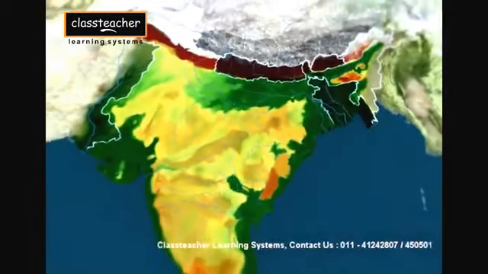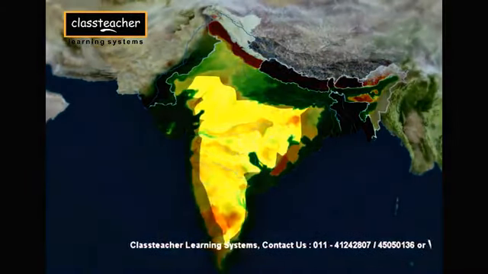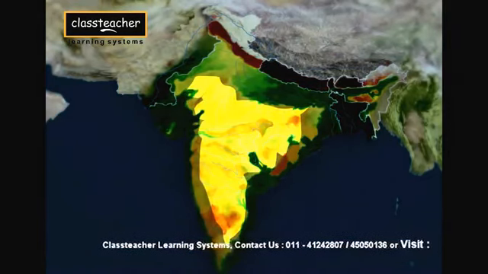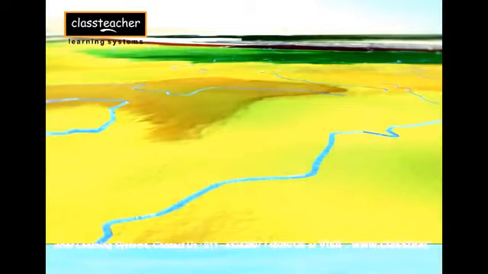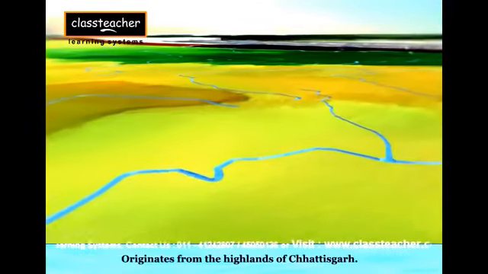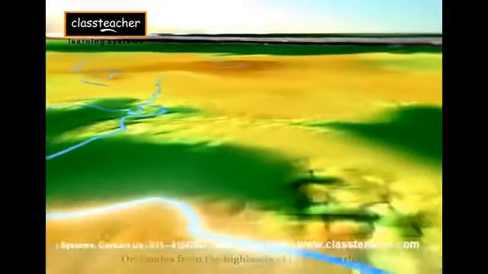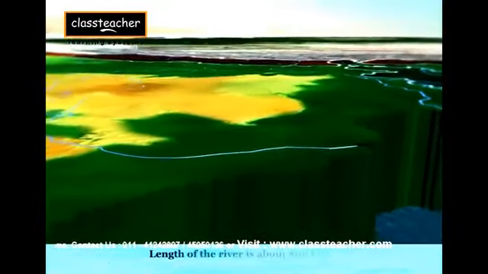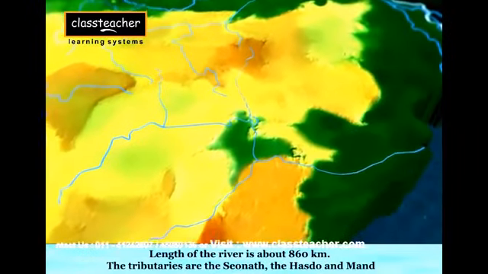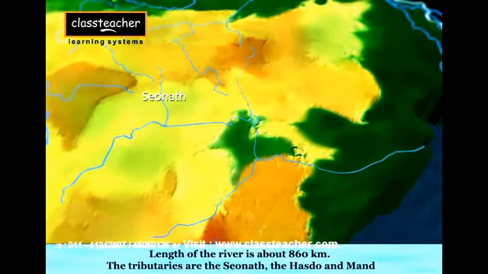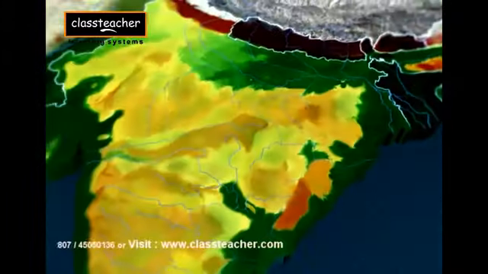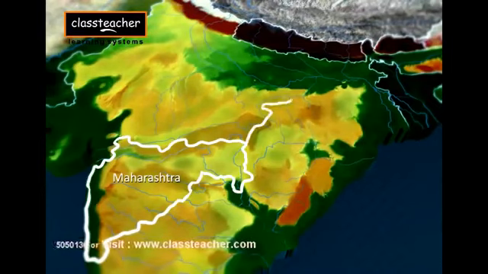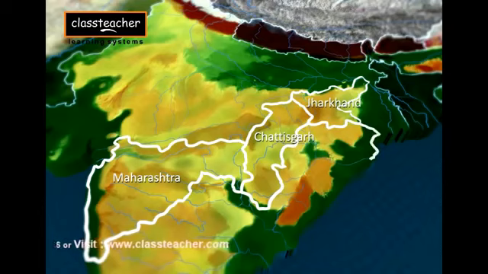Peninsular rivers. The peninsular drainage system is older than the Himalayan one. The peninsular rivers are mainly rain-fed, thus they have a seasonal flow of water. The Mahanadi river system. River Mahanadi rises in the highlands of Chhattisgarh, flows through Orissa to reach the Bay of Bengal. The length of the river is about 860 kilometers and it is joined by the Seonath, the Hasdo and the Mand. The Mahanadi Basin covers parts of Maharashtra, Chhattisgarh, Jharkhand and Orissa.